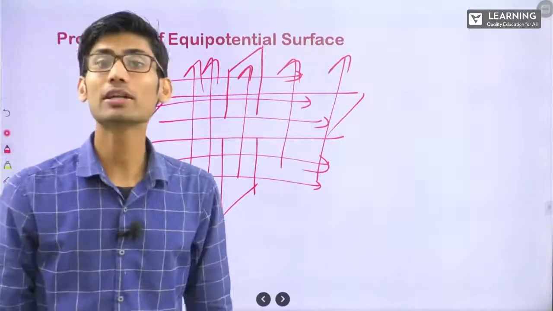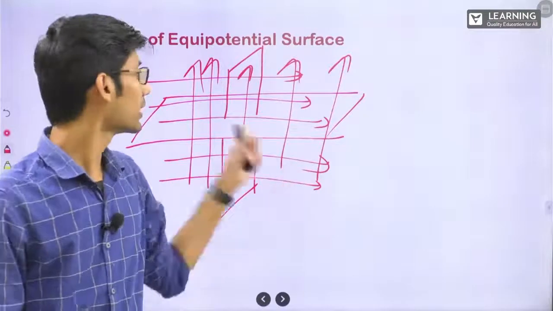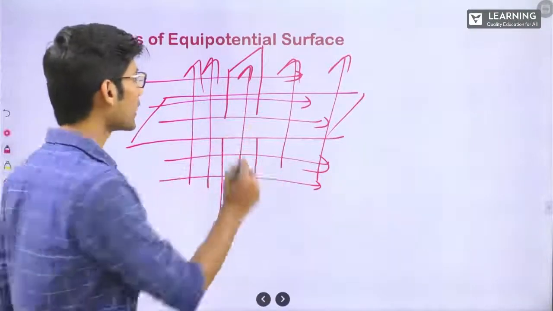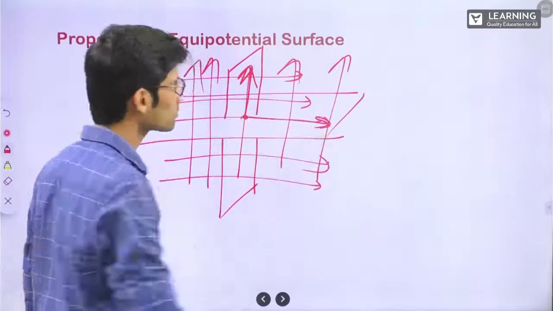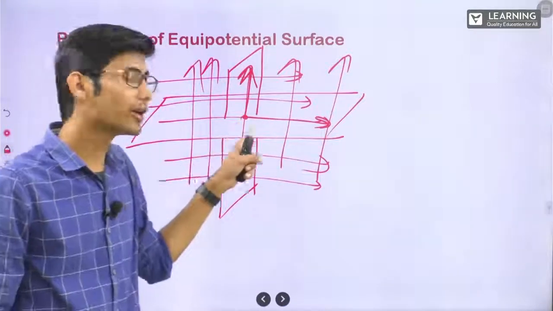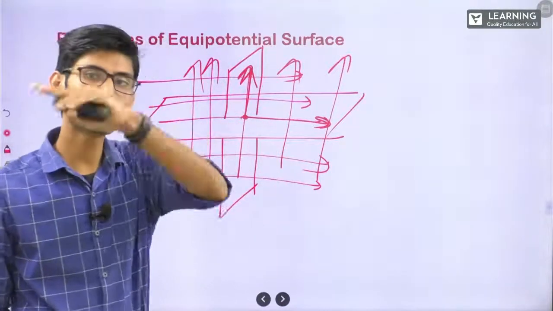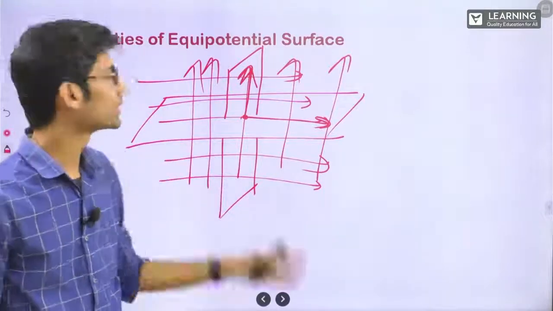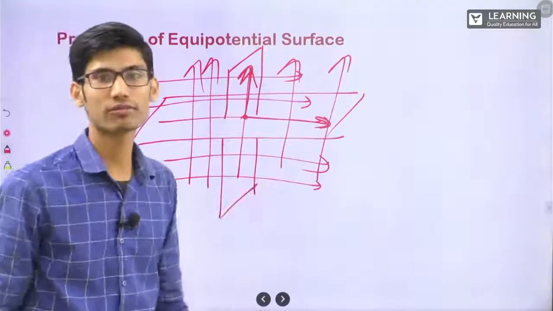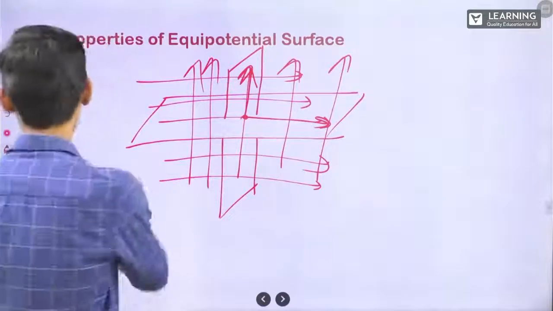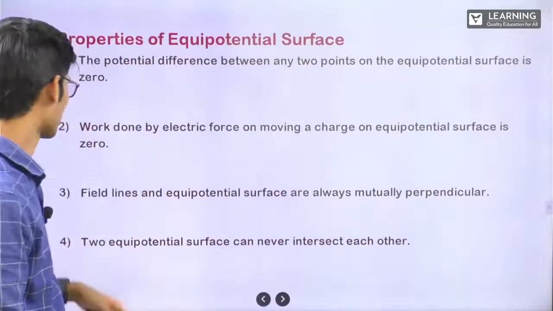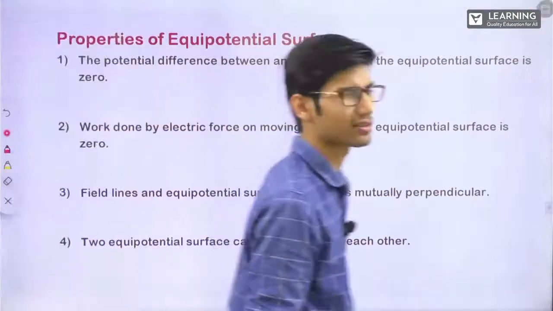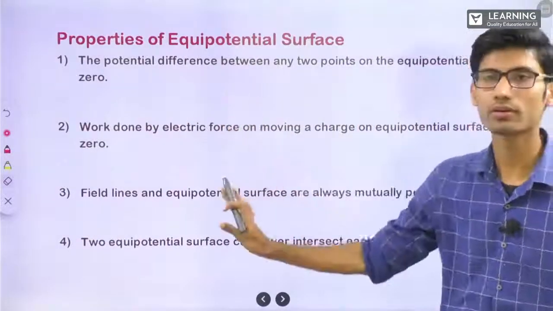Why? Because if they do so, at one point there will be two directions of electric field. At this point, electric field is here also, electric field is here also. At a single point, two directions of electric field can never exist. It's not possible. That is the reason two equipotential surfaces can never intersect each other. Clear? Note down all these points. Important. In boards, they will ask. Only important from the board's point of view.